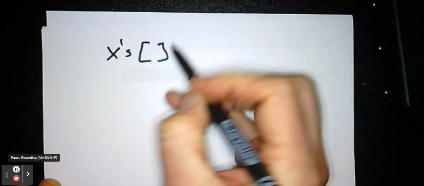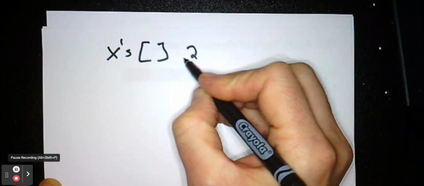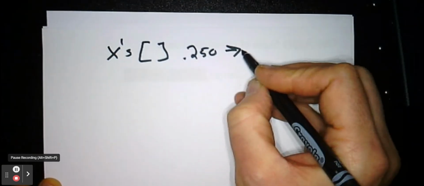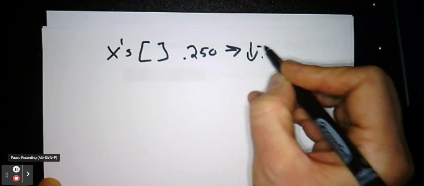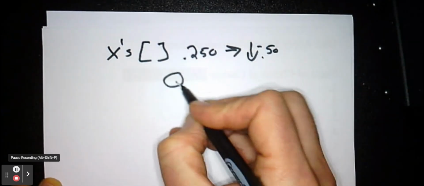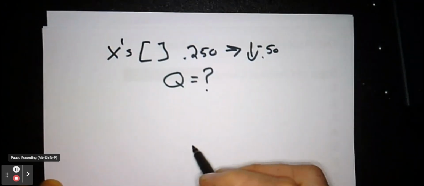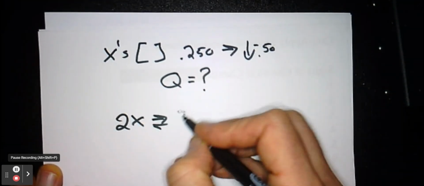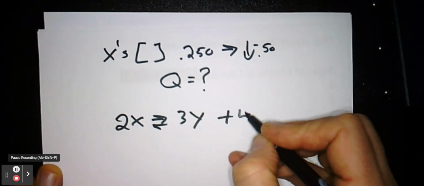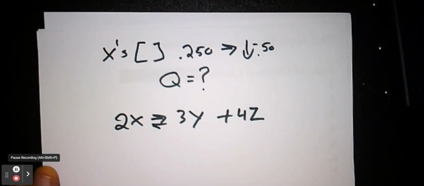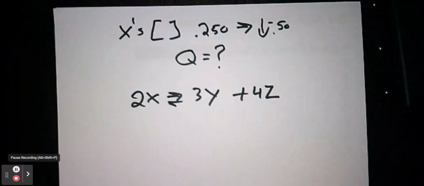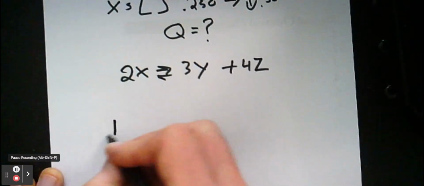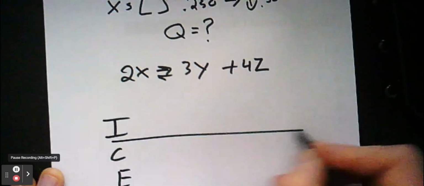X's concentration goes from 0.25 and down negative 0.5. I want to know Q. All right. And my equation, you're going to need an equation, is 2X in an equilibrium is 3Y plus 4Z. So I want to know what's my Q at this point. So what I'm going to do is set up a RICE table or an ICE table there.